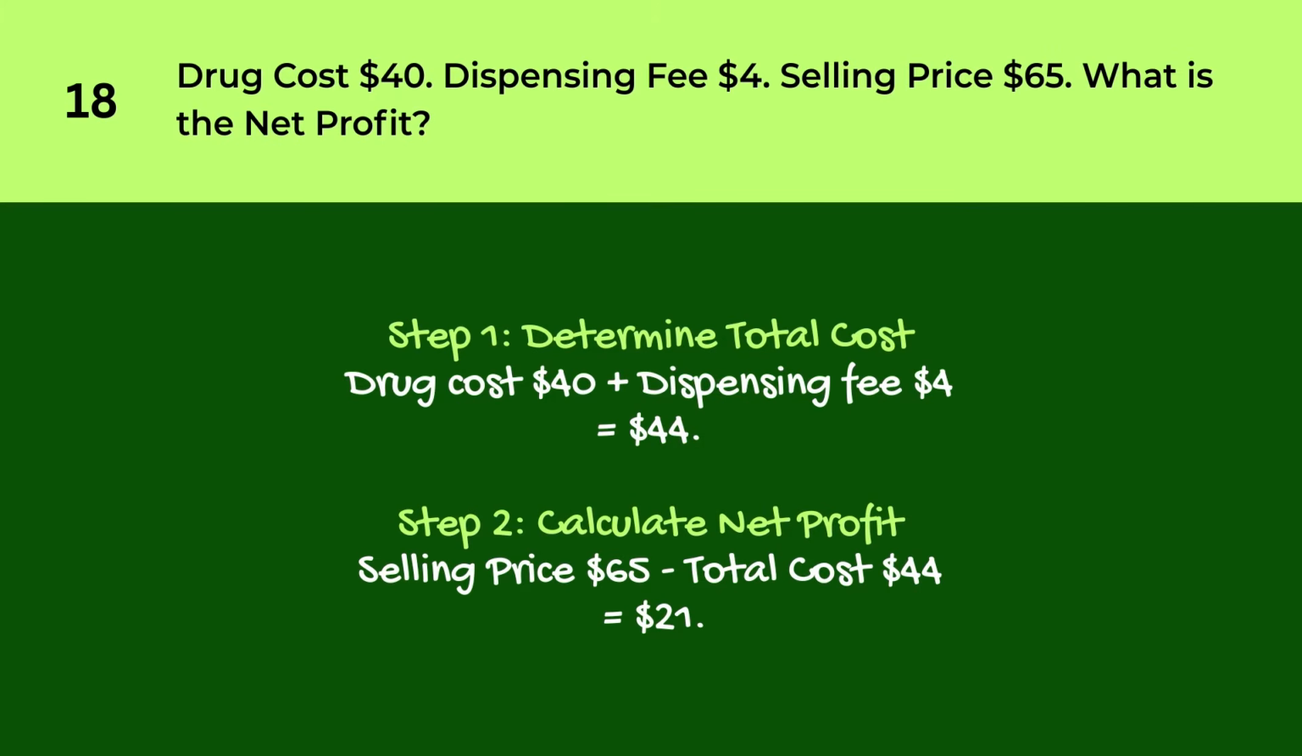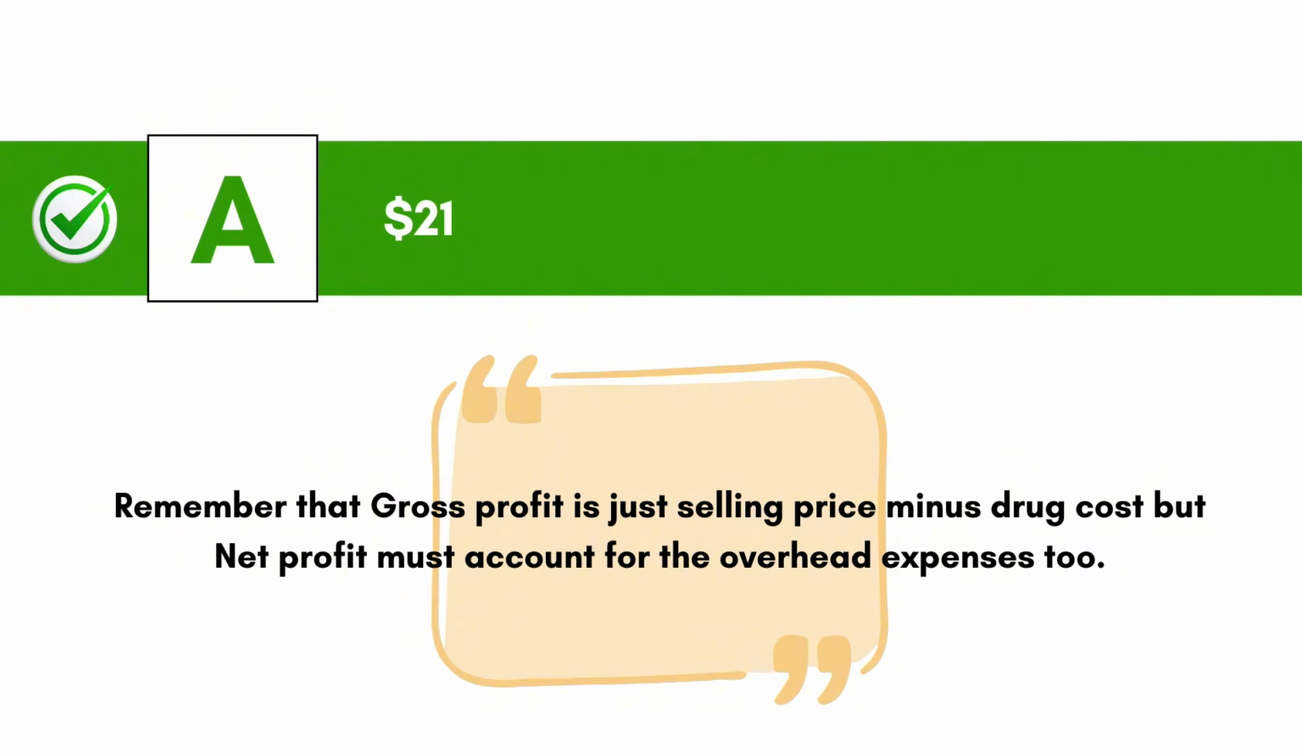Step 1 is determining the total cost. That is the drug cost of $40, plus the dispensing or overhead cost of $4, which equals $44. Step 2 is calculating net profit. We take the selling price of $65 and subtract that total cost of $44. Subtract 44 from 65 to see where we land. You got it. Option A is correct, $21. Remember that gross profit is just selling price minus drug cost, but net profit must account for the overhead expenses too.